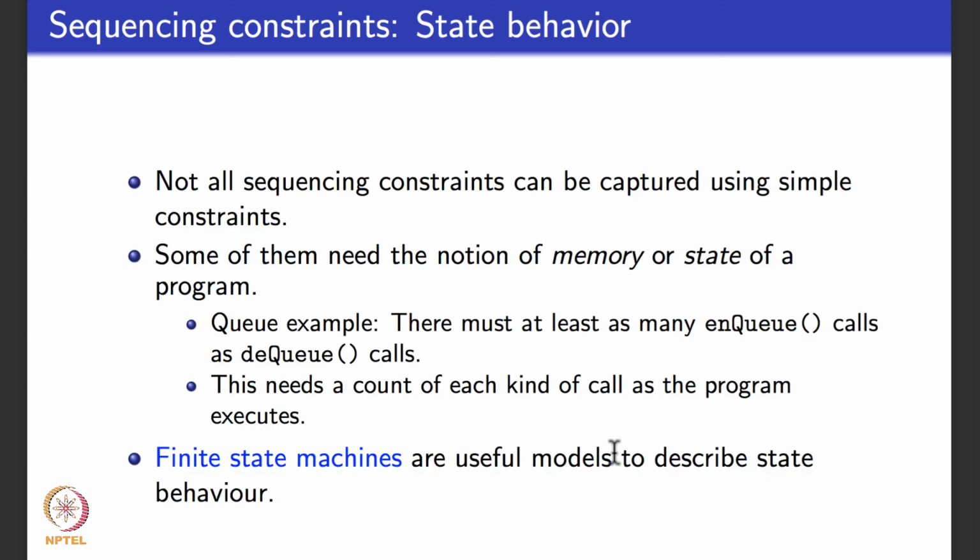Sequencing constraints can be of two types. The first type is the plain example like we saw for the queue example or the file open, file close example. Sometimes you can have sequencing constraints that need to count the number of certain kinds of operations that happened in the past. Those are called stateful sequencing constraints. And in the next module, we'll introduce finite state machines or finite state automata with which we can model state behavior related sequencing constraints. Thank you.